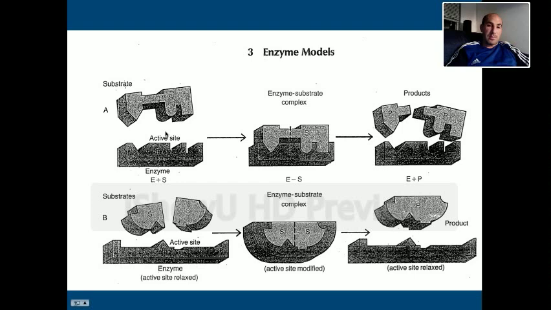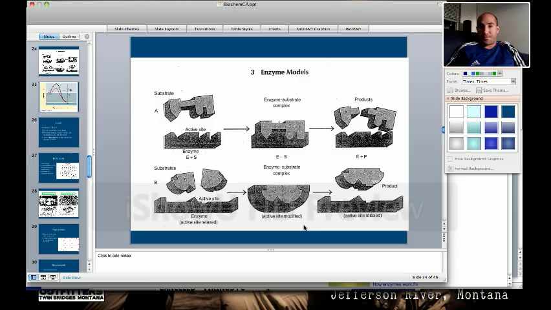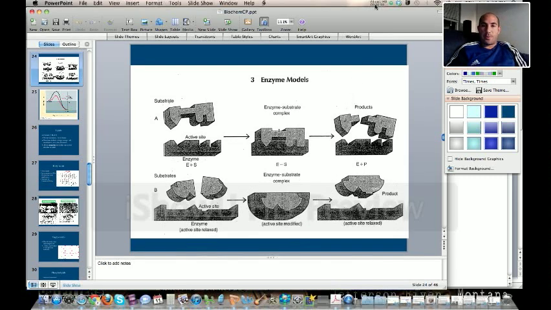A large substrate can be split into smaller products, or two smaller substrates can be combined into a larger product. I hope this has been helpful for you, and that's your coverage of enzymes.